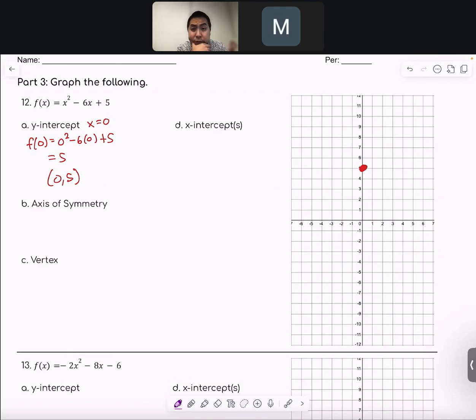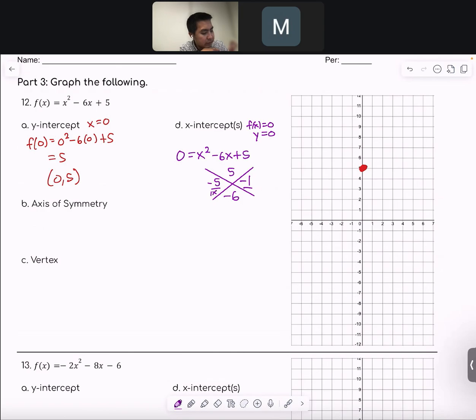X-intercepts. This is where you set f of x equal to 0, which is the same thing as saying y equals 0. So 0 equals x squared minus 6x plus 5. From here, you have to factor by using your trinomial X method. 5 goes up top, negative 6 on the bottom. The two numbers multiply to 5, but when added together give you negative 6. That's negative 5 and negative 1.